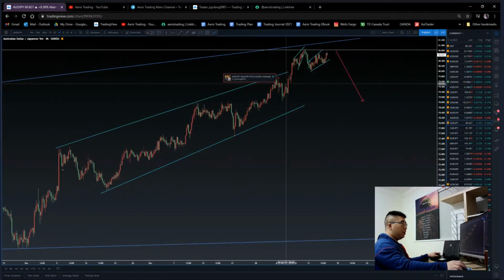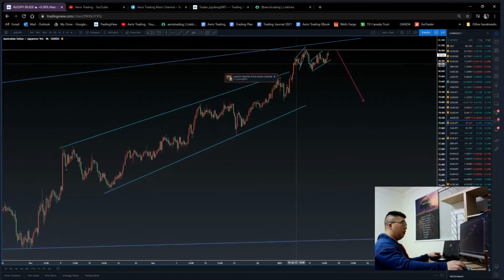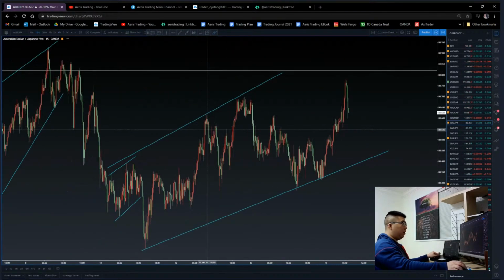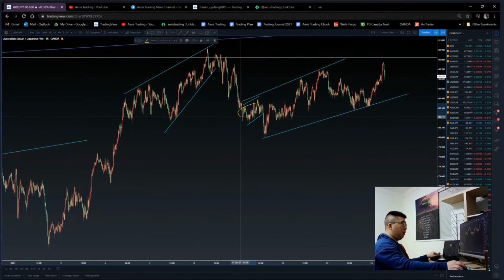Moving on to Aussie Yen. So Aussie Yen took a loss here. We'll go over this in my weekly trade recap video. Took a sell here when price broke down from the top. We had this kind of rising wedge reversal structure.